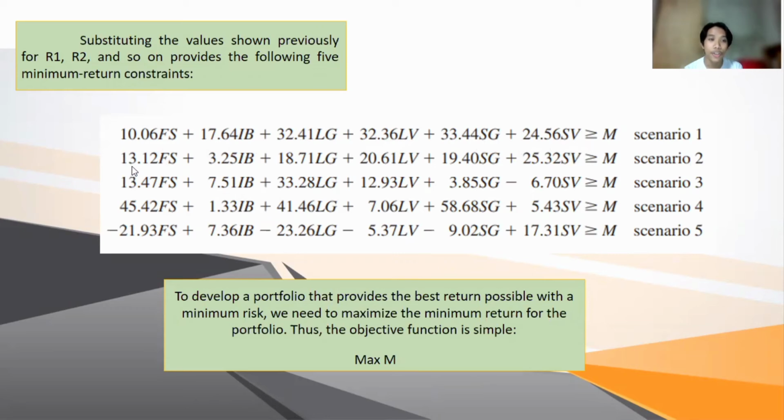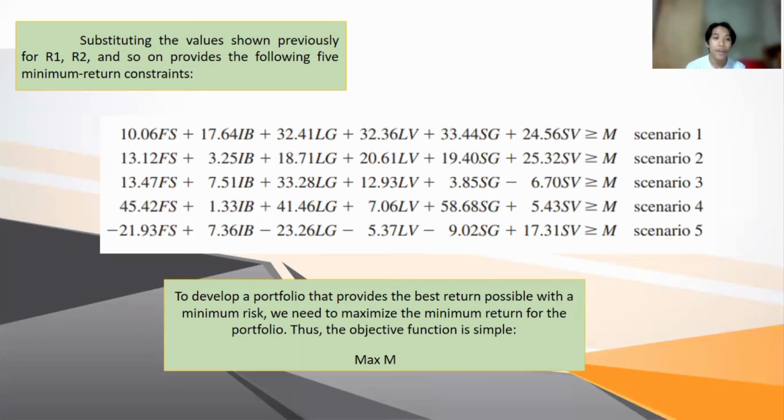Next, scenario 2, 13.12 FS plus 3.25 IB plus 18.71 LG plus 20.61 LV plus 19.40 SG plus 25.32 SV is greater than or equal to M. Scenario 3, 13.47 FS plus 7.51 IB plus 32.28 LG plus 12.93 LV plus 3.85 SG minus 6.70 SV is greater than or equal to M.